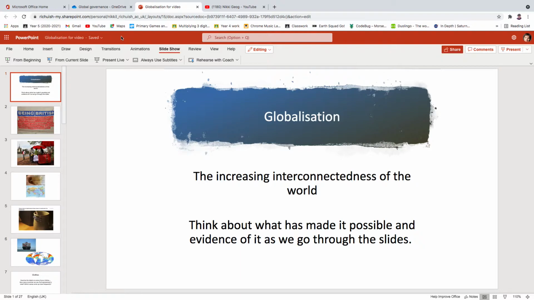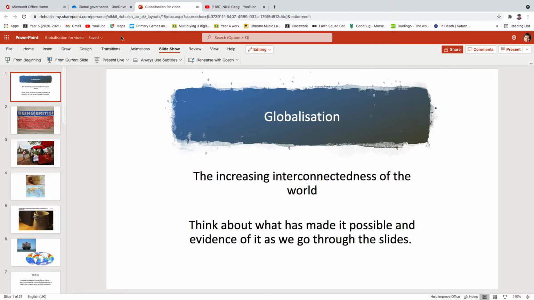Loads of variations. That one will be absolutely fine, but if you find one on the internet that you prefer, or if you know a different one from other subjects or GCSE, that's fine. As long as you can say what globalisation is, that's fine by me. It doesn't have to be the exact one that's on the screen.